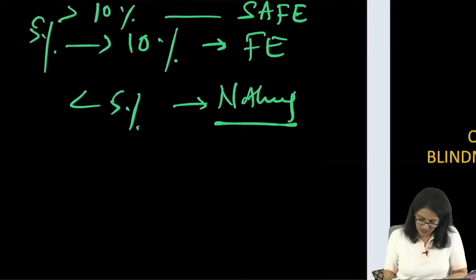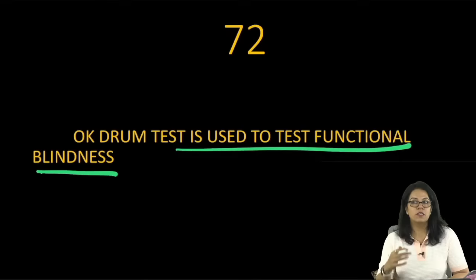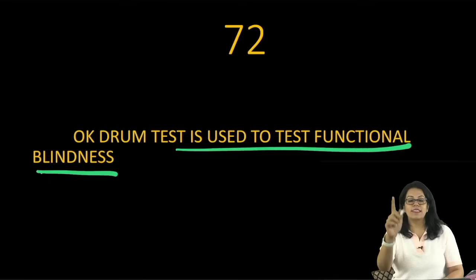Okay, drum test is used to test functional blindness. You understand this? A person is pretending I'm blind, but actually he's not, a malingerer. How do you do it? Okay, drum test. You're talking to the patient. When he looks at the drum, if his vision is fine, I can see optokinetic nystagmus in his eyes. This is how I will catch his malingering.